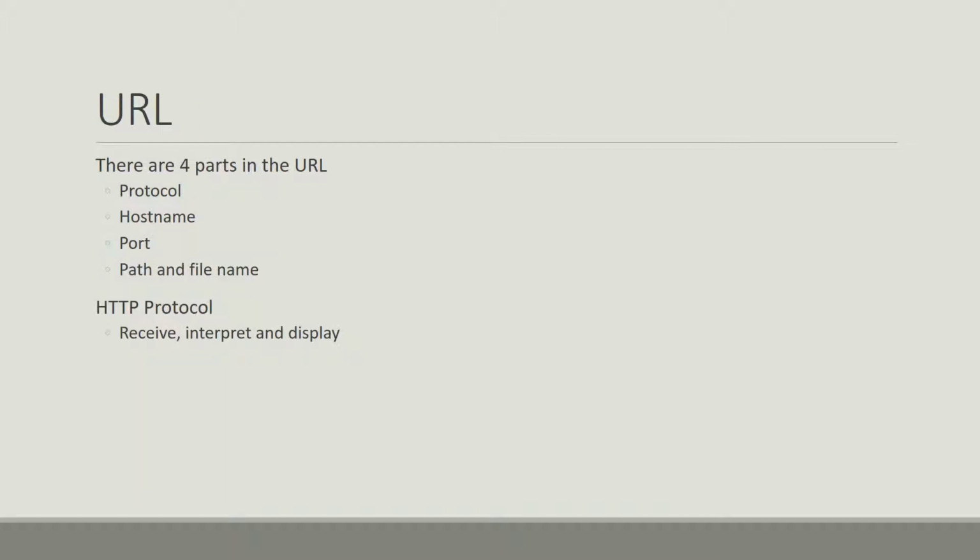There are 4 parts in the URL. Part number 1 is the protocol. Protocol is the application level protocol used by the client and the server, for example FTP or Telnet or even HTTP. The host name is usually the domain name or the IP address. The port is the TCP port number that the server is listening to for incoming requests from clients. And the path and file name is usually the name and the location of the requested resource under the server base directory.